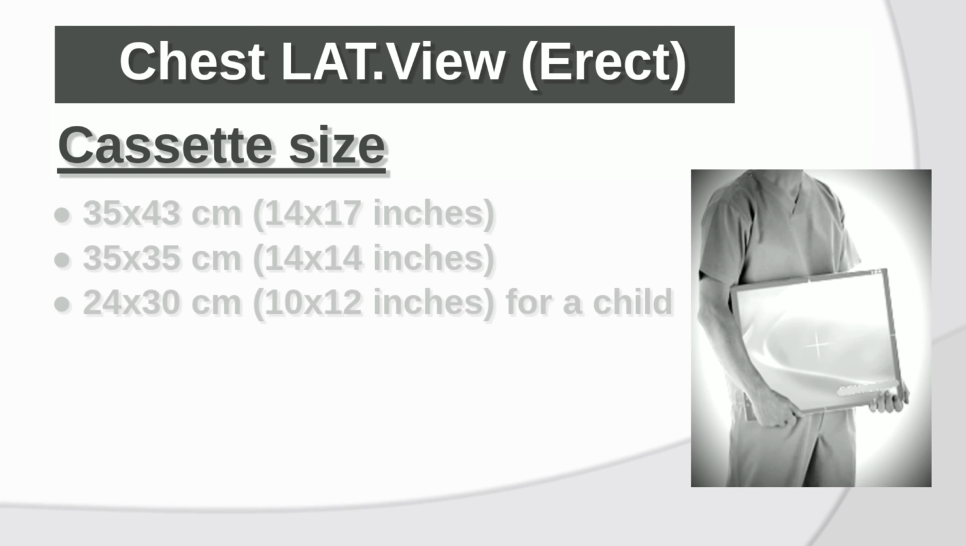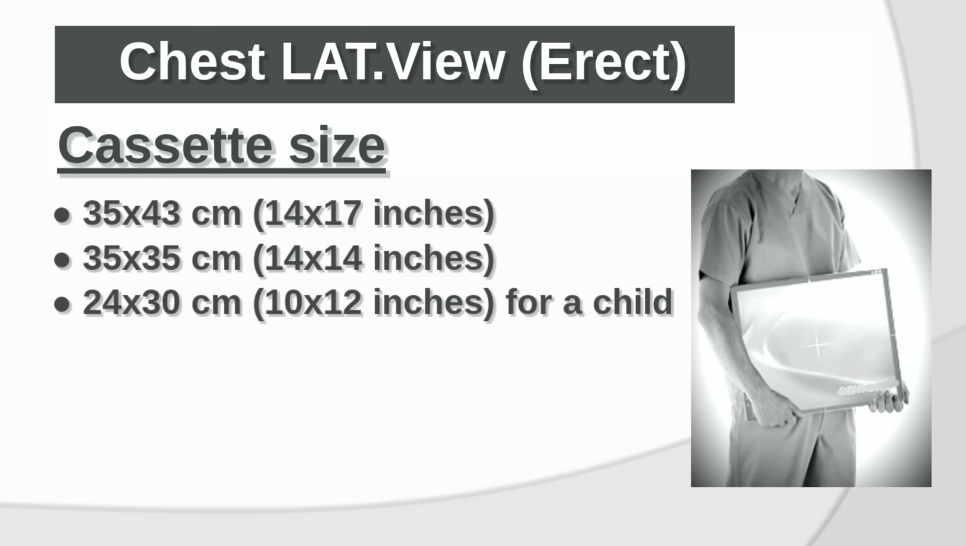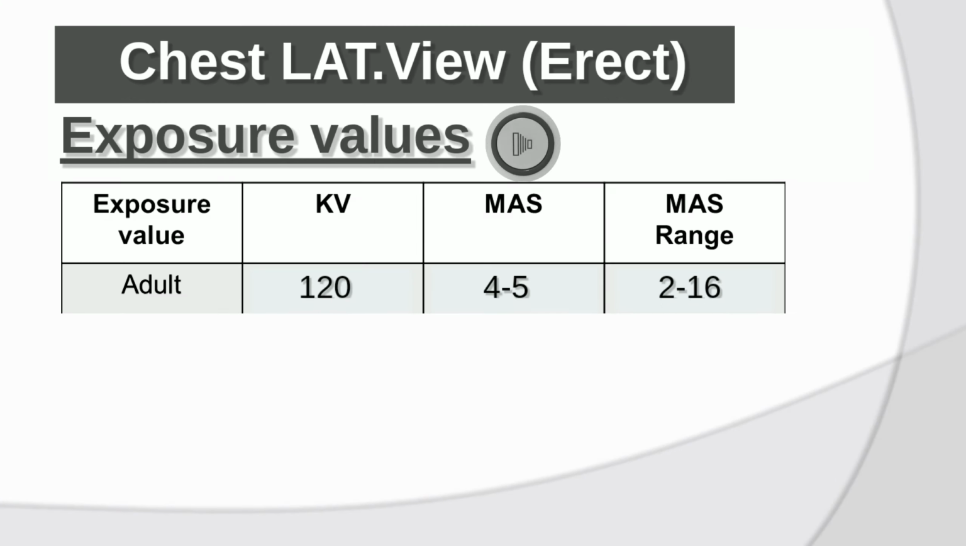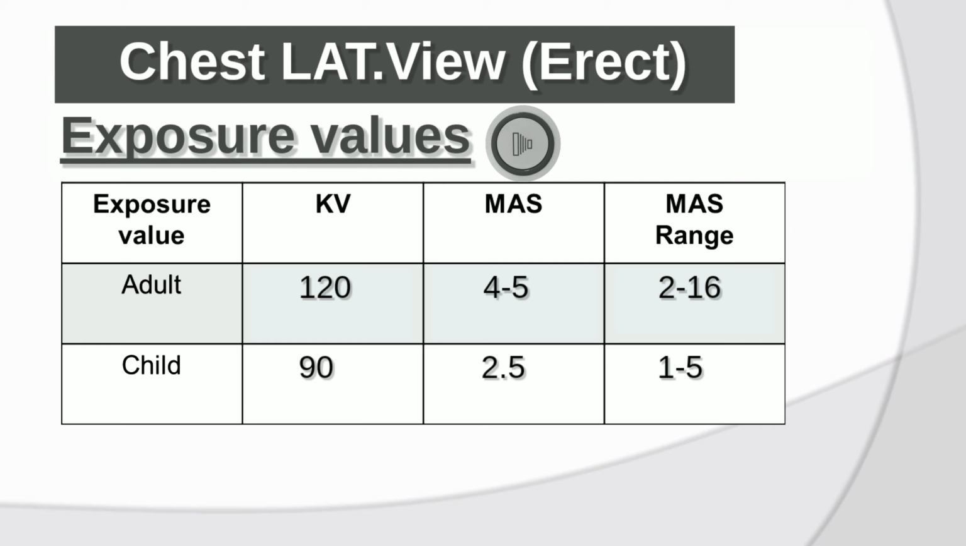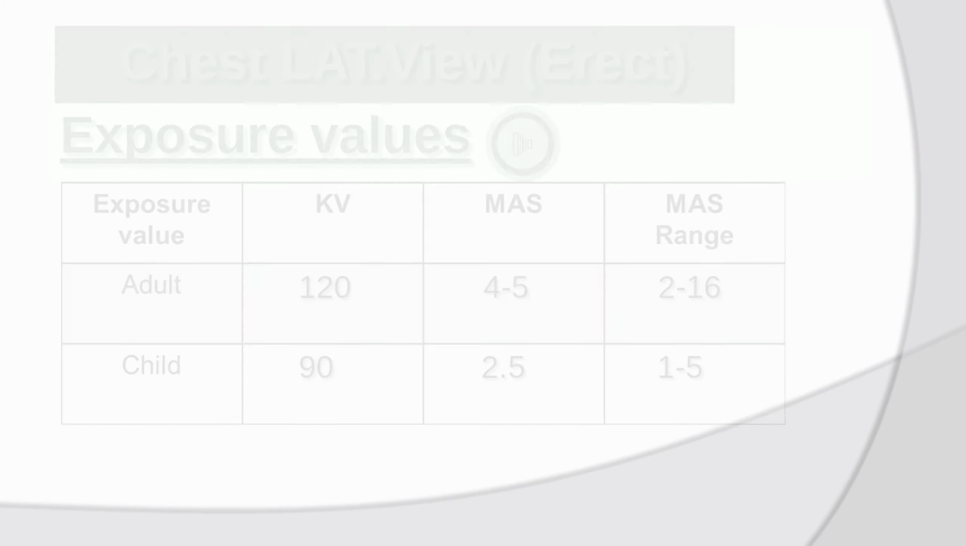Cassette size: 14 by 17 inches, 14 by 14 inches, and 10 by 12 inches for a child. Exposure values: for adult, kV 120, mAs 4 to 5, mAs range between 2 to 16. In child, kV 90, mAs 2.5, mAs range between 1 to 5.